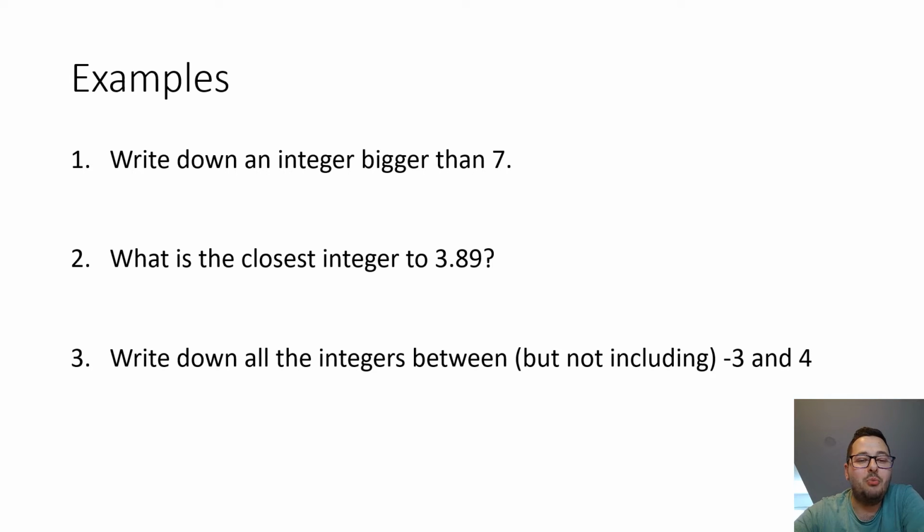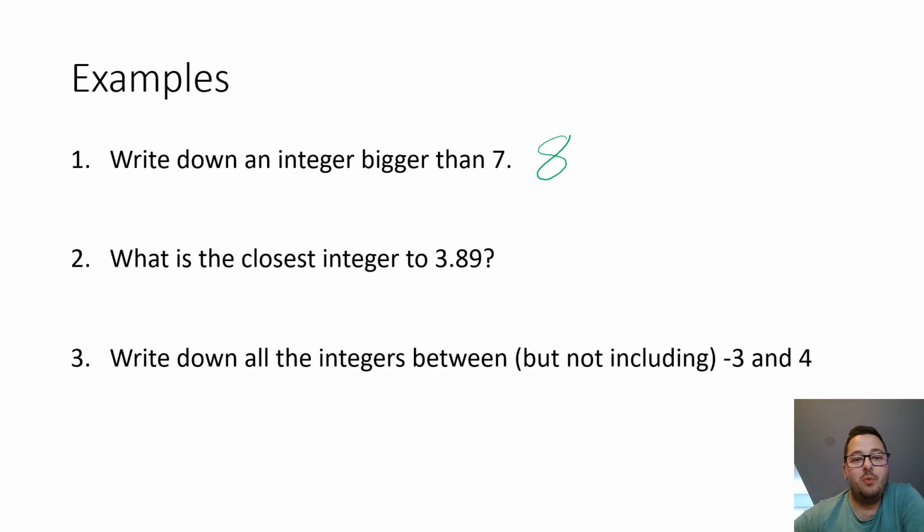Okay, so question number 1, we want to write down an integer bigger than 7. Well, they're not saying that it has to be less than anything else, so we just want any whole number bigger than 7. So why not do the next number, which is 8. Okay, but this could have been 9, 10, a million, whatever you want, as long as it's bigger than 7 and it's a whole number, that would have been correct.